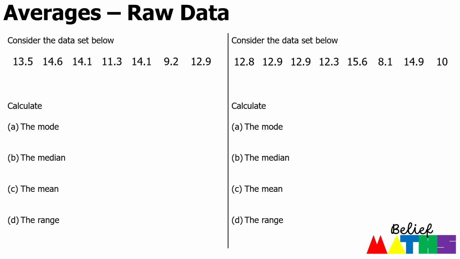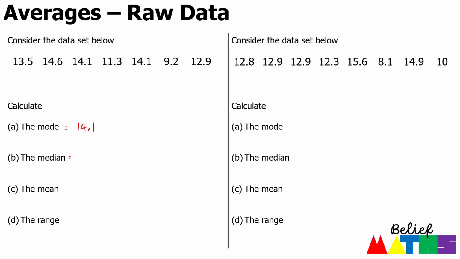Now averages is the next one, and it's averages from raw data, and then we're going to look at it from a table as well. So in each case, the mode is the most common value. And we can see in this list of values, we've got 2, 4, 6, 7 values. So that's 14.1 is the mode because it appears most often.